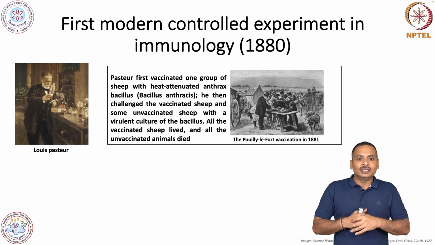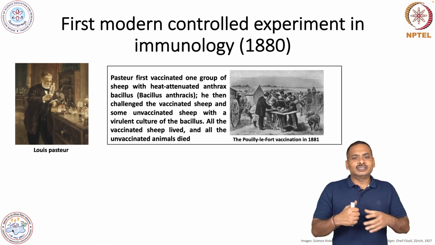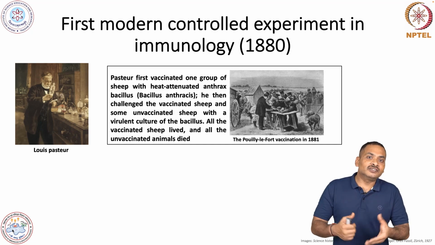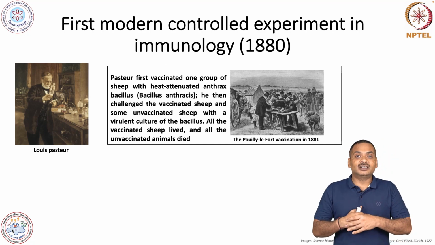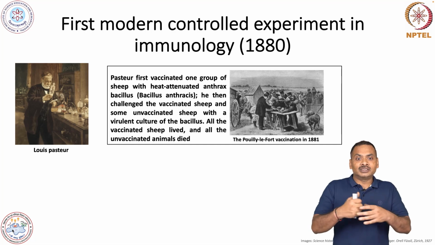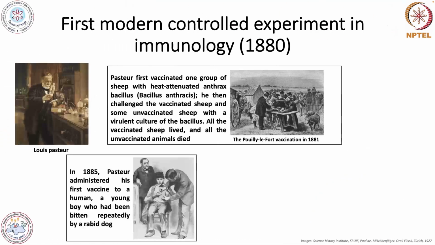So he basically showed that sheep which received the attenuated anthracis are protected from Bacillus anthracis infection. That was his very important work. Besides this, he also worked with rabies, and he made this vaccine. And for all the work he did during that time, in current literature he is considered the father of immunology.